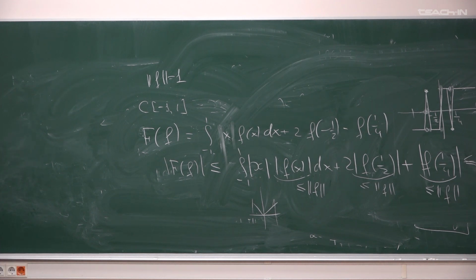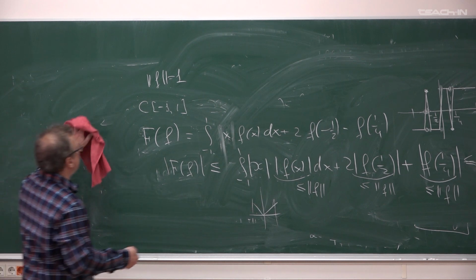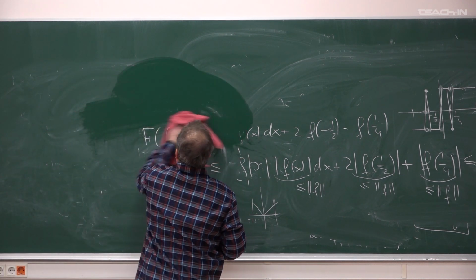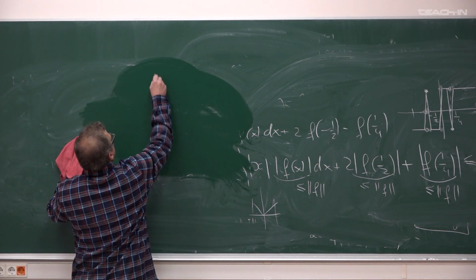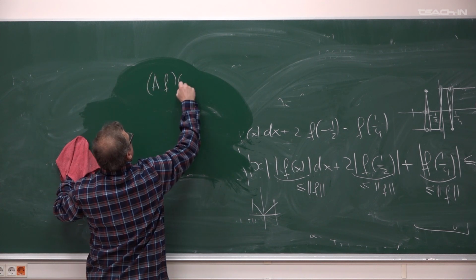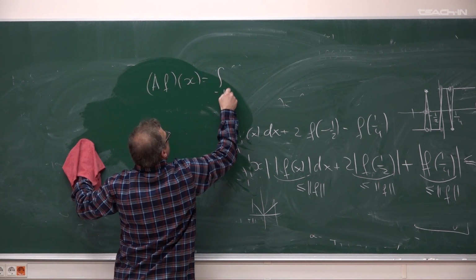The second following. ABC. I consider on seminar from C[a,b] to C[a,b]. We consider from C[a,b] to C[a,b] this integral operator. Minus 1, 1.